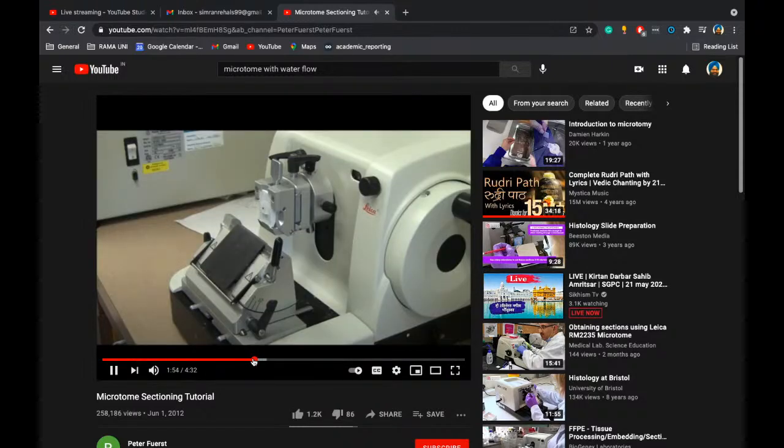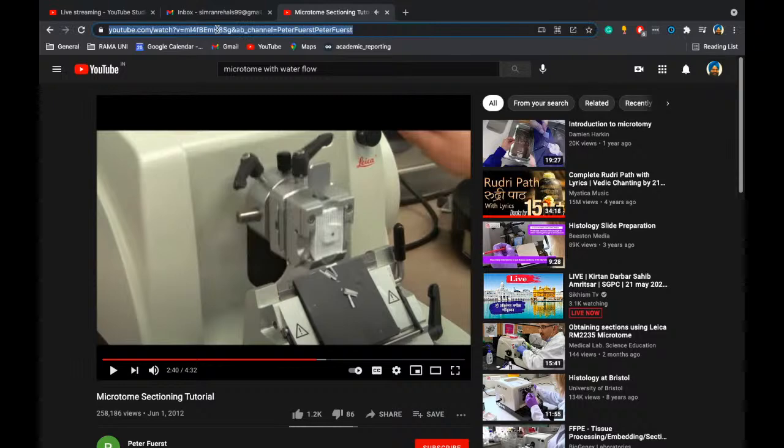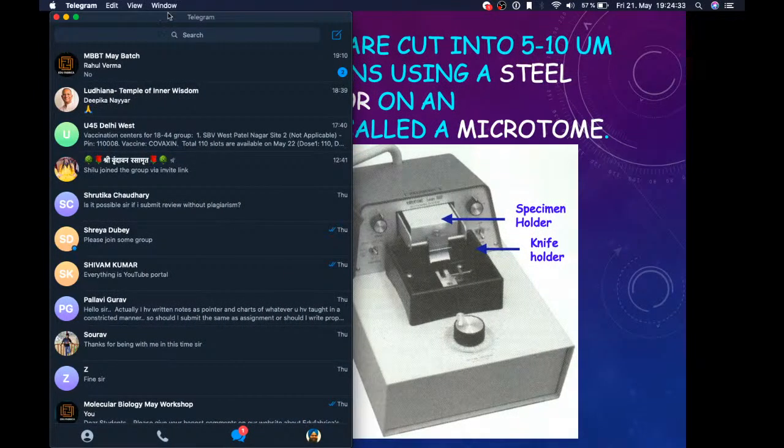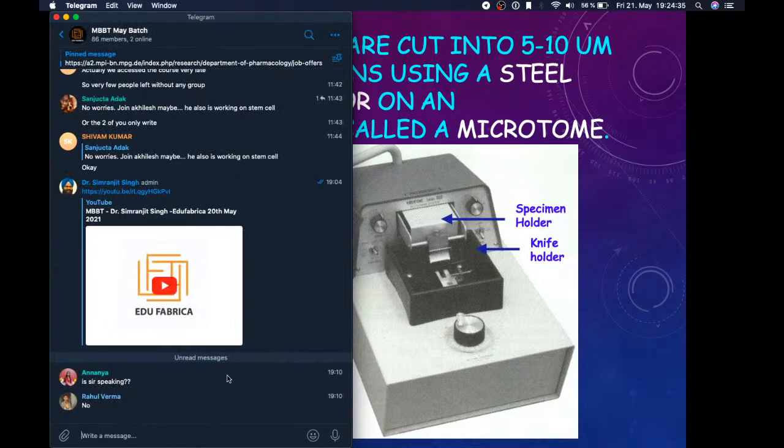The tissue is exposed from the wax and can be soaked in cold water for 1 to 24 hours. This is better. I can share this one with all of you.